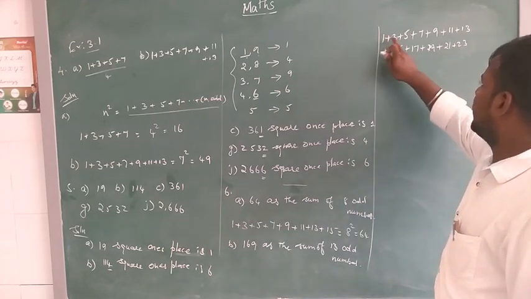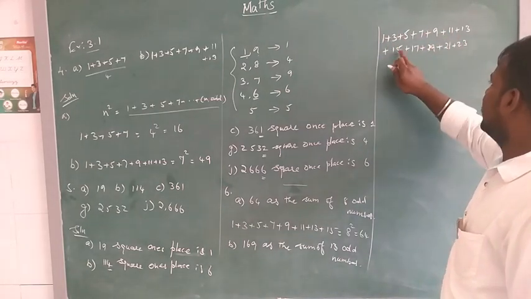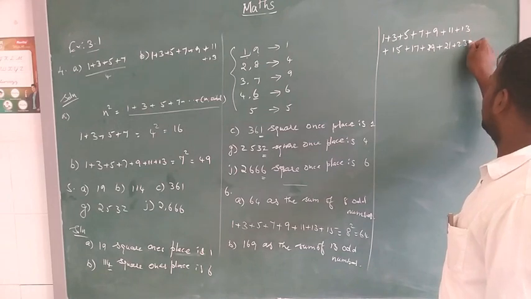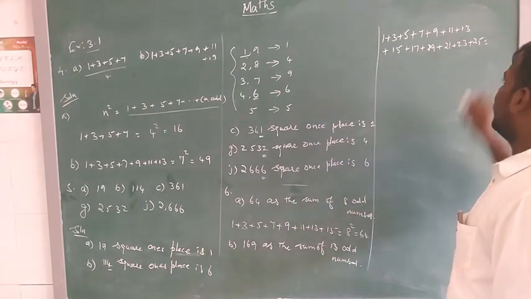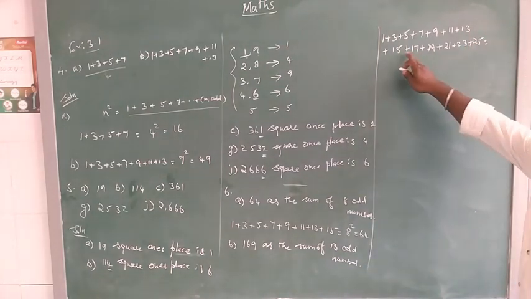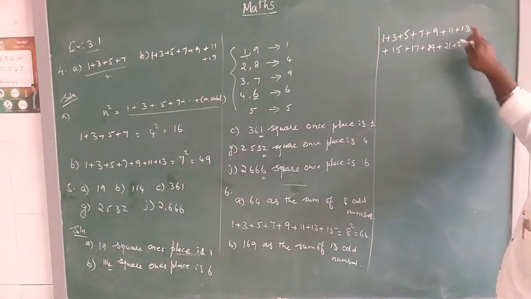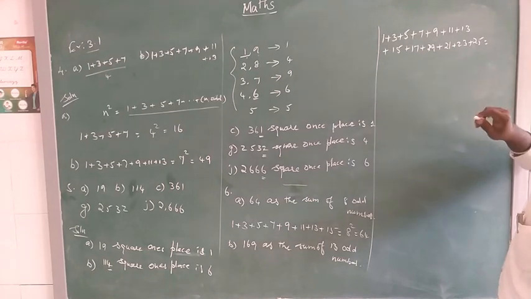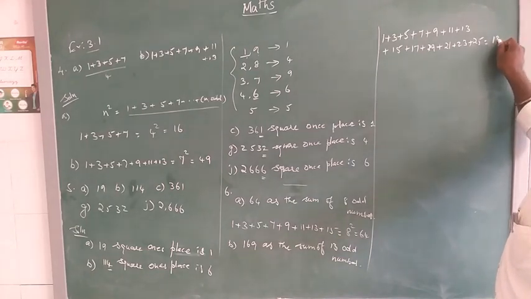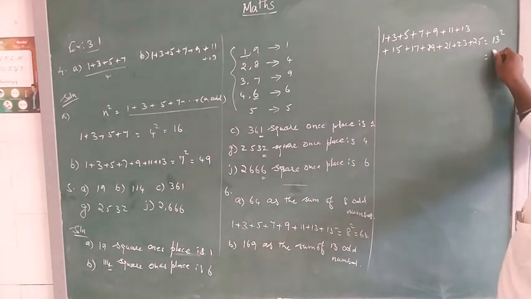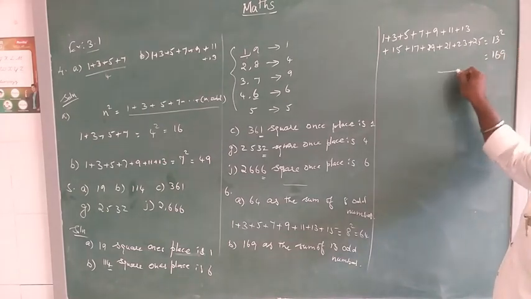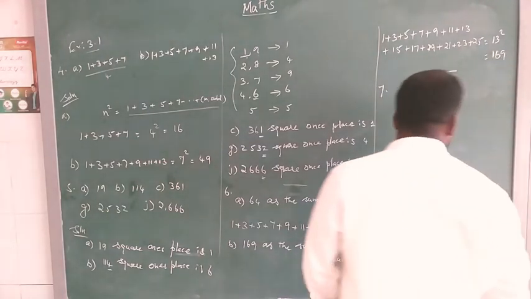How many numbers are there? 1, 2, 3, 4, 5, 6, 7, 8, 9, 10, 11, 12, plus 25. So if you are adding this, what will you get? 13 consecutive odd numbers are there. So if you add, what will we get? 13 square. So what is the answer of 13 square? 169.